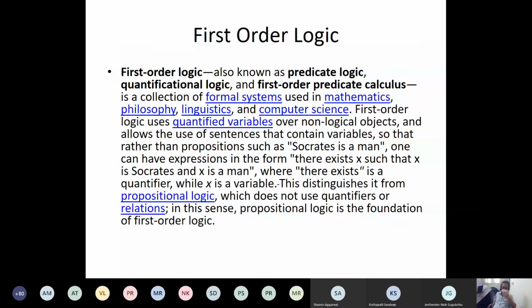Let us now come to first order logic. Just a minute, I will just take leave from you for a couple of minutes.